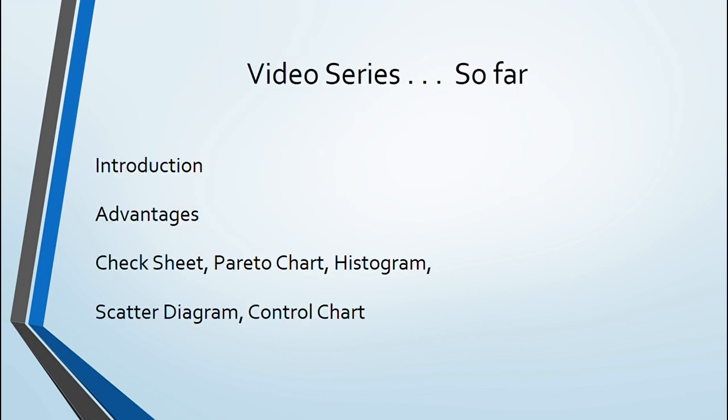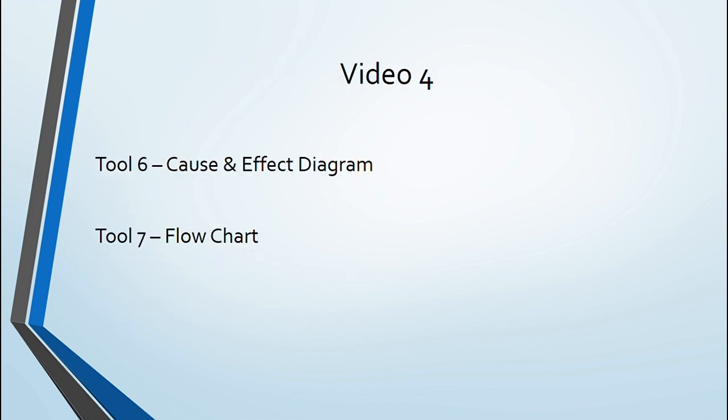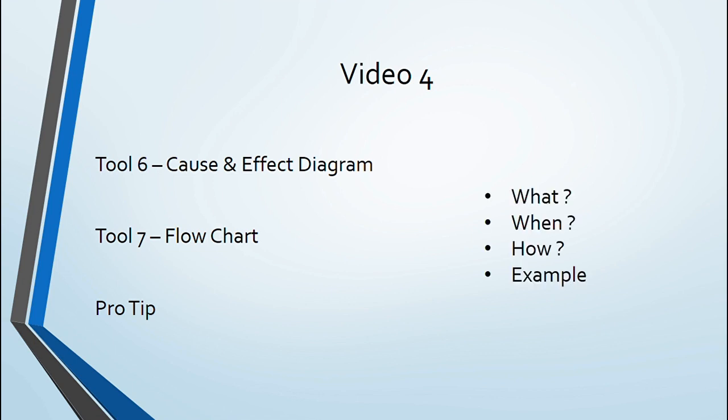Till now, we have covered the introduction, advantages, and 5 out of 7 tools, which are check sheet, Pareto chart, histogram, scatter diagram, and control chart. In this final video, we will go through our remaining 2 tools, cause and effect diagram and flowchart. As promised at the start of the series, I will also share a pro tip to master these tools before closure of the series. Our approach for tools will remain the same. We will discuss each tool on what, when, and how with examples to absorb learning.